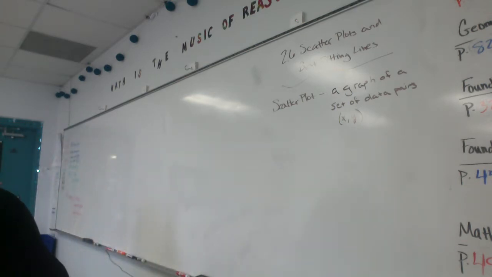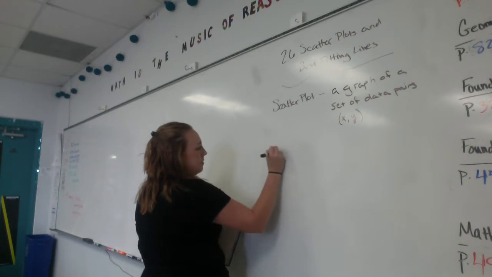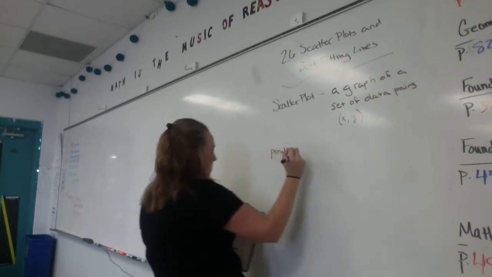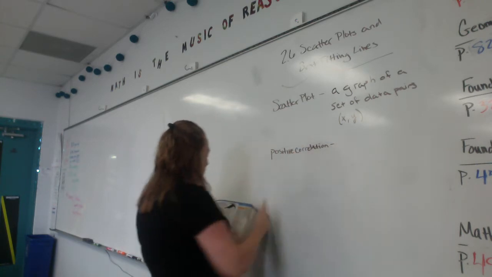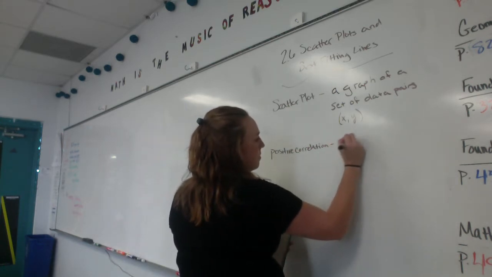Okay, so it's a set of data pairs x and y. If y tends to increase as x increases, then the data has a positive correlation. So a positive correlation is when y increases as x increases.